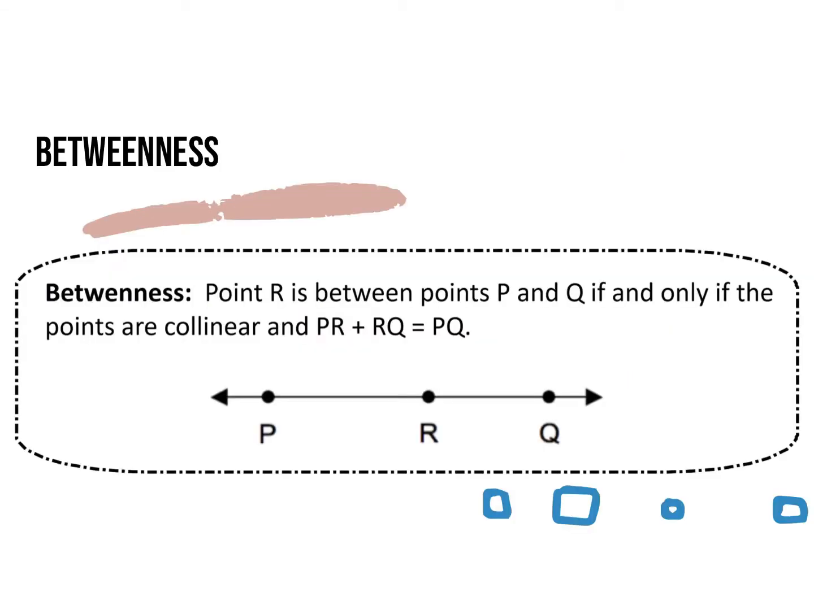All betweenness says is that point R is between points P and Q if and only if the points are collinear, which we talked about, meaning they're on the same line, and that PR plus RQ equals PQ. So there's that segment addition we're talking about. Formally, point R is between points P and Q if they're on the same line and PR plus RQ equals PQ. So that's that small plus small equals big that we talked about in class.